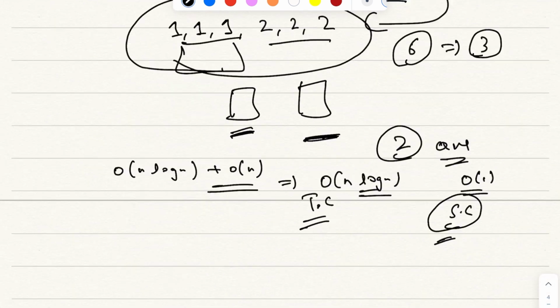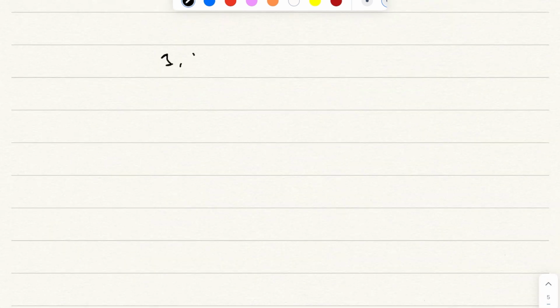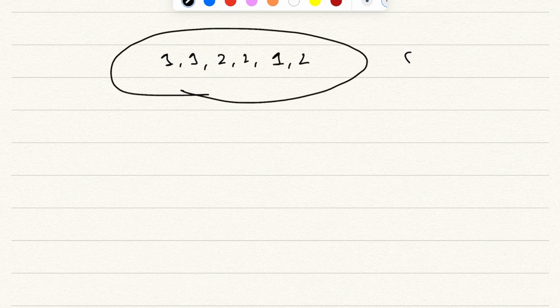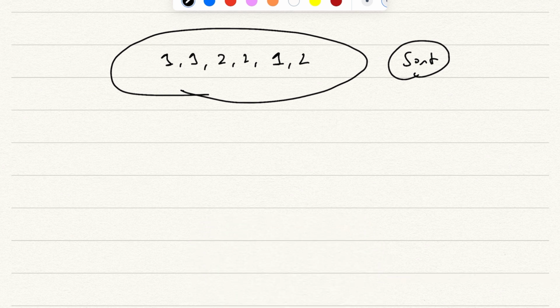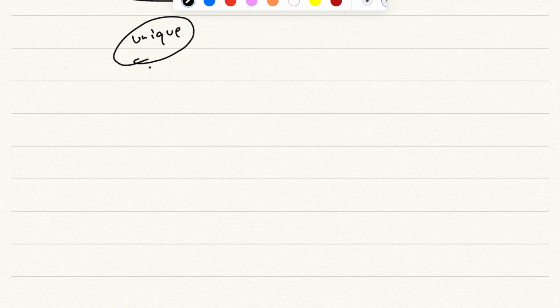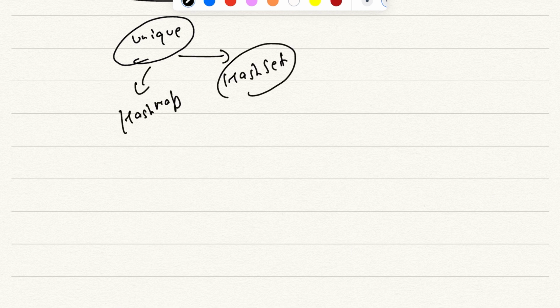Now let's discuss another approach, because in this approach what we did was sorting, but I don't want to sort now. I want to do it using some other data structure. I already told you in my previous videos that whenever you need to find unique elements, what should be the first idea that comes to your mind? Think of a hash map or hash set. In this case I'm going to use a hash set because a set contains unique elements.